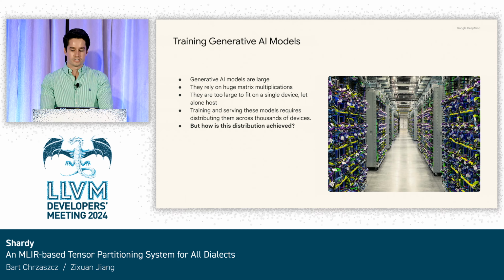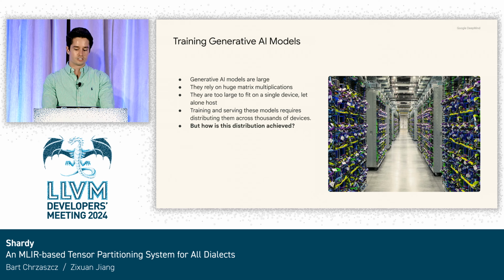Generative AI models like Gemini, ChatGPT, and others that generate text, images, audio, and video are extremely large. And due to how big and how many matrix multiplications there are inside them, these companies have to deploy the models across thousands of devices. But how does this deployment work if the model can't even fit on a single device?